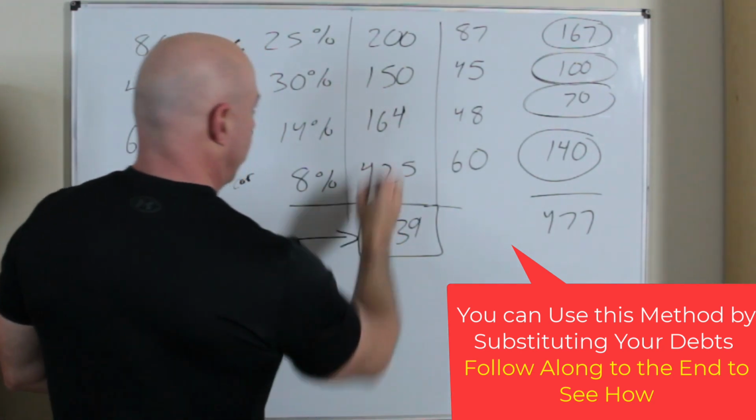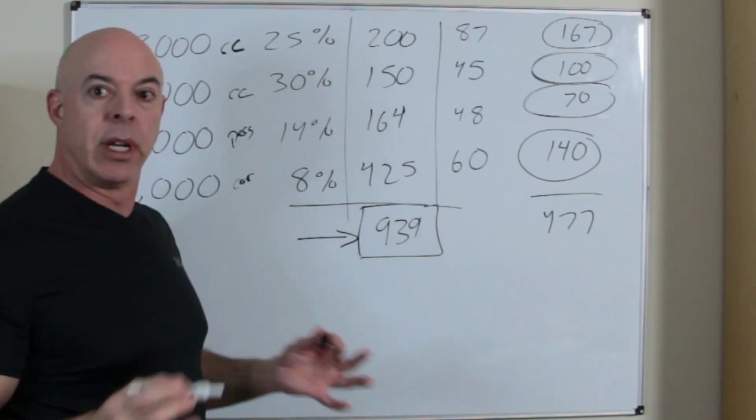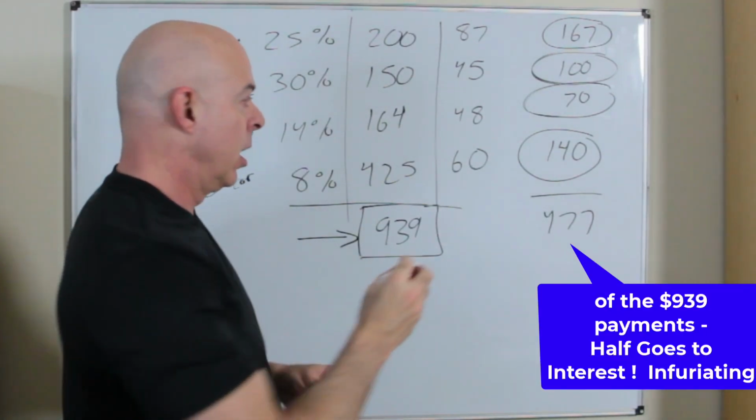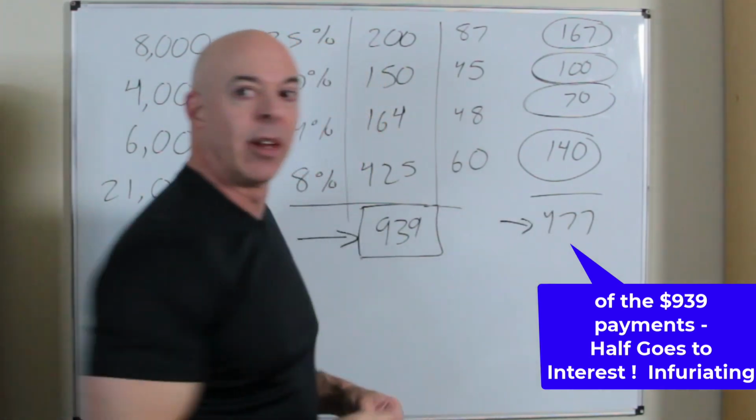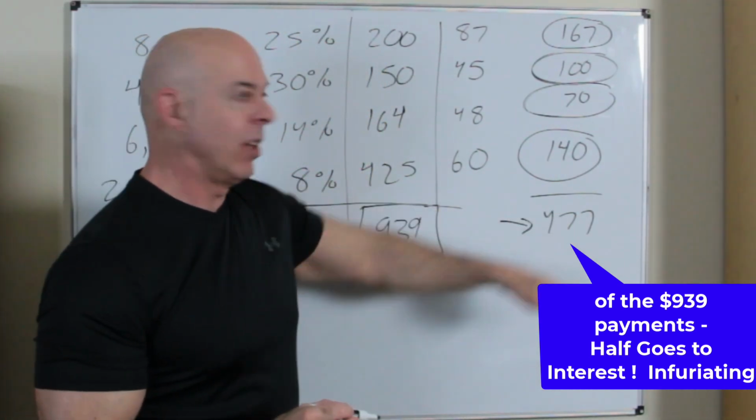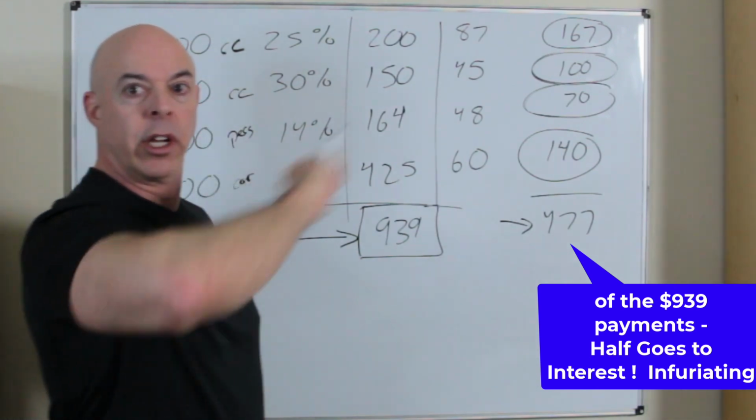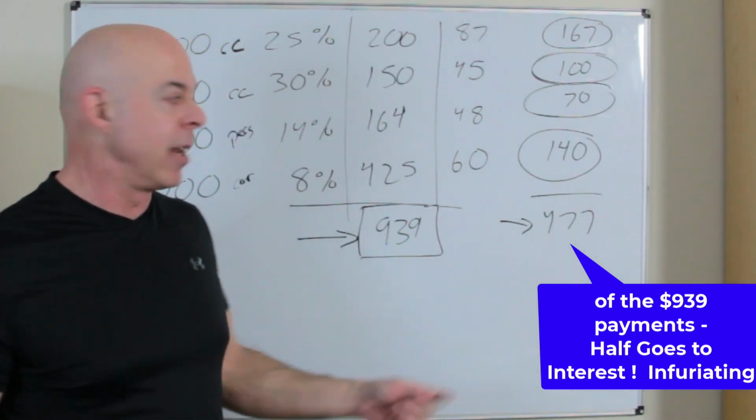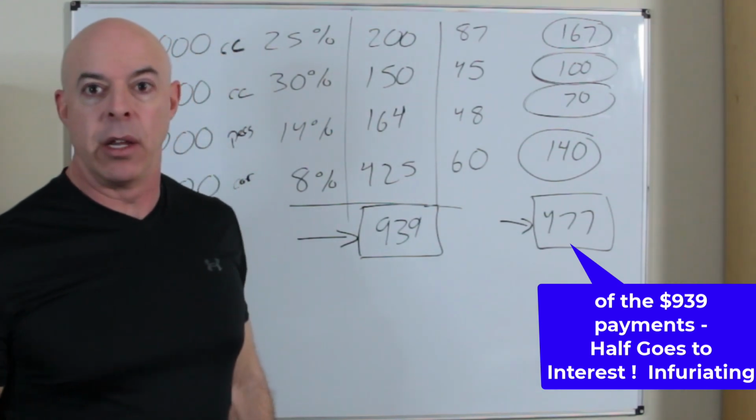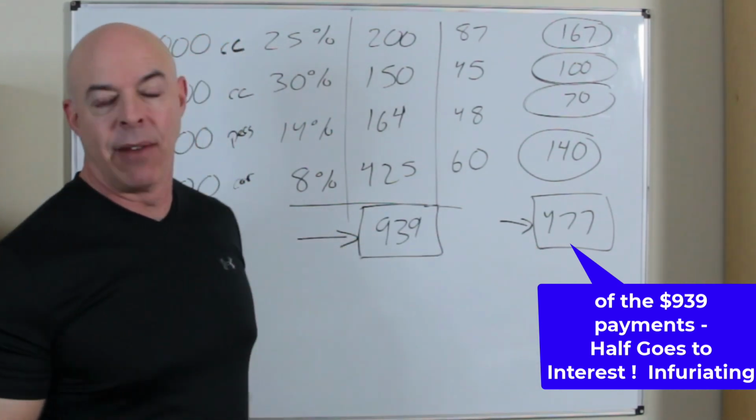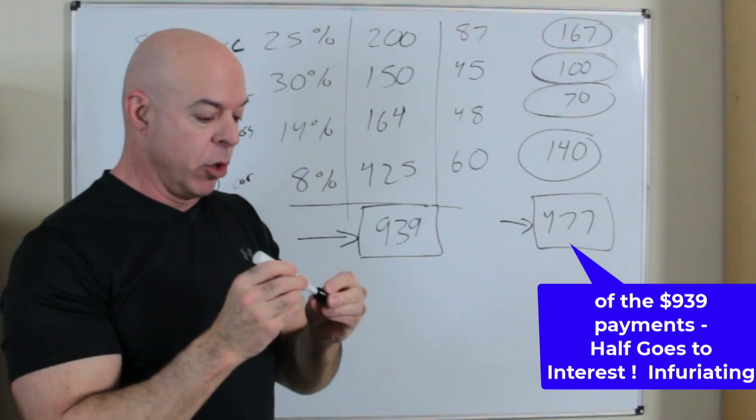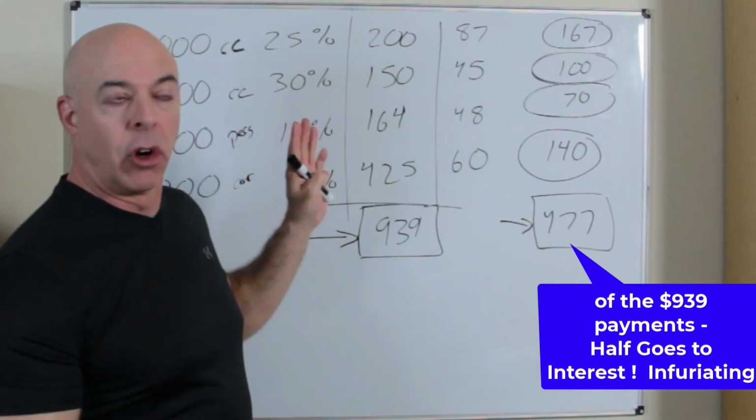Every month, these payments add up to $939. Okay. The interest is $477. So of the $939, $477 is going just to interest. It's gone. You'll never see it again. That alone should really upset you, because half of what you're paying every month is not helping you get rid of your debts. So now let me show you how we can start attacking the debt.